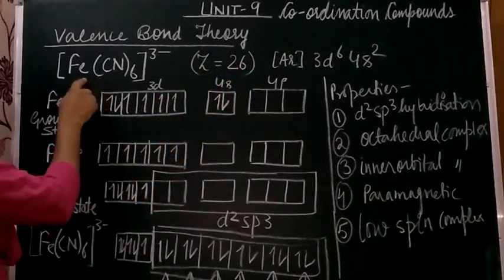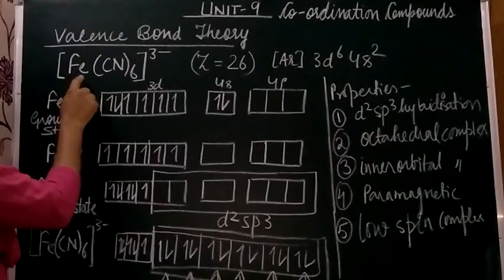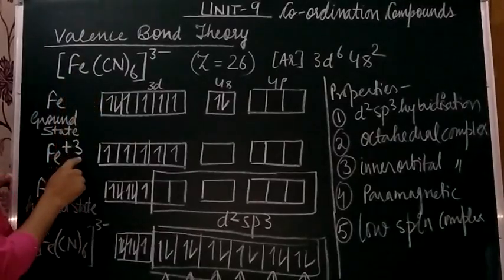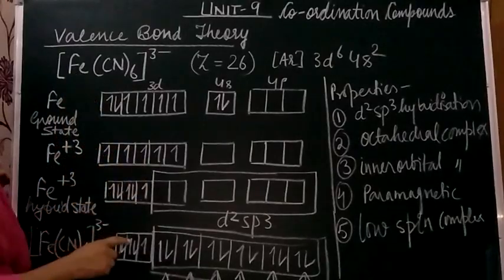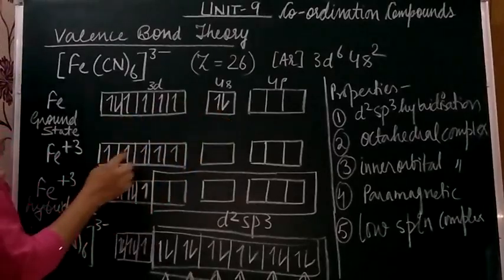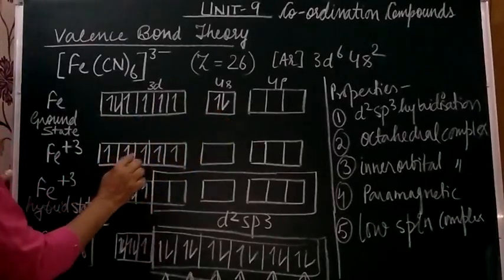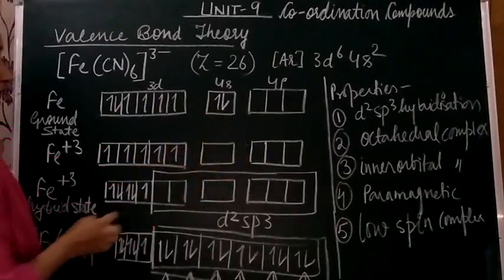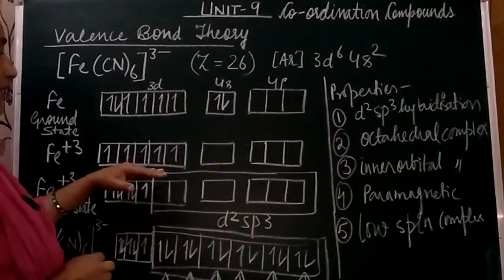Now we will find out the oxidation state of iron, students. Here it is plus 3, so it is Fe3+. That means we have to remove 3 electrons: 2 from 4s and 1 from 3d. So we get this configuration: 3d5, 4s0, 4p. If you look here, it is 3d5.